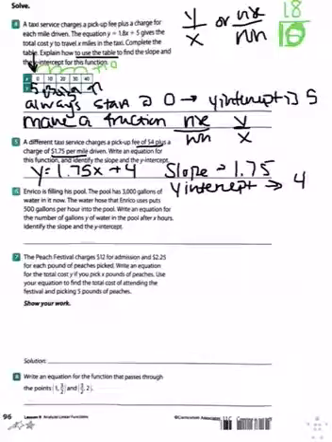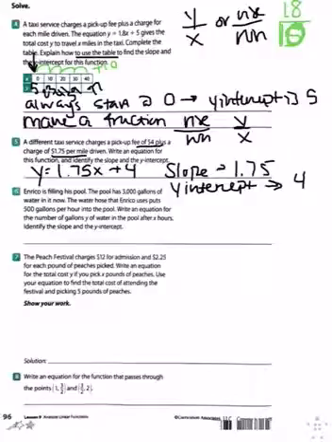Problem number 6. Enrico is filling his pool. The pool has 3,000 gallons of water in it now. The water hose that Enrique uses puts 500 gallons per hour into the pool. Write an equation for the number of gallons y of water in the pool after x hours. Identify the slope and the y-intercept.